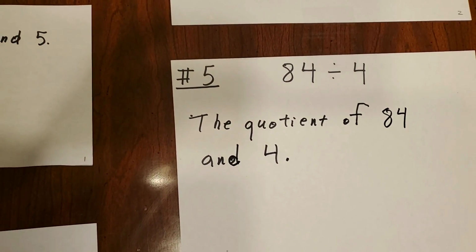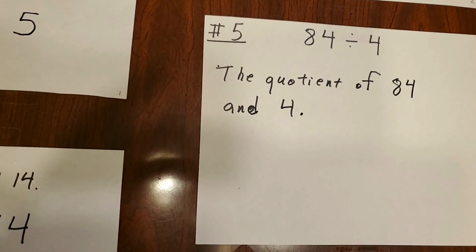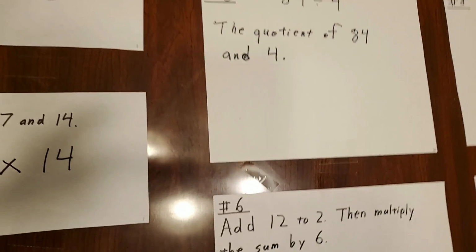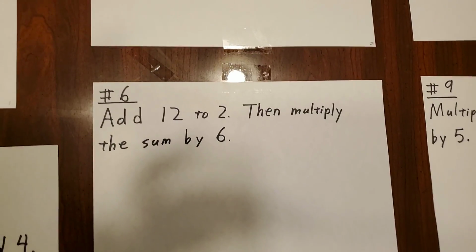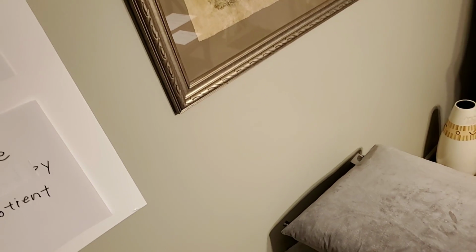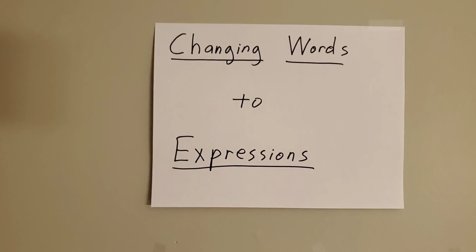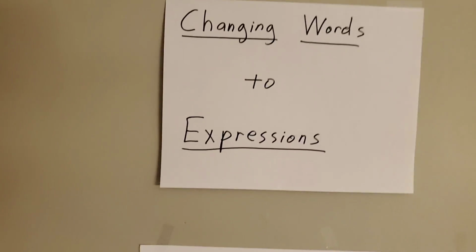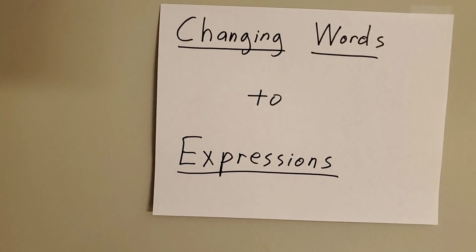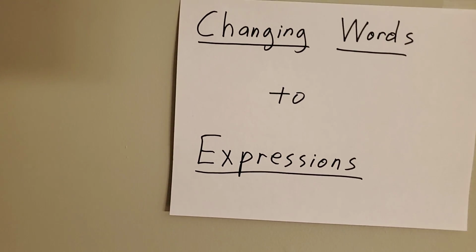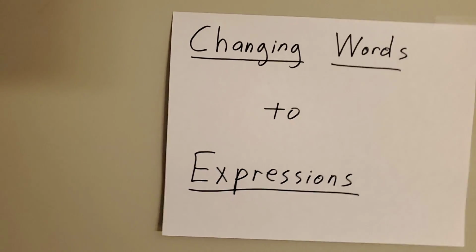Okay. So now we're going to move into something a little bit more complicated. So here's what we're going to do. Before we do, we're going to switch up again. Give me a minute while I move this sign. Now, for a moment, let's go back to changing words to expressions. So we're going to flip back again. We're going to take a number sentence, and we're going to convert it into an equation, or math sentence.